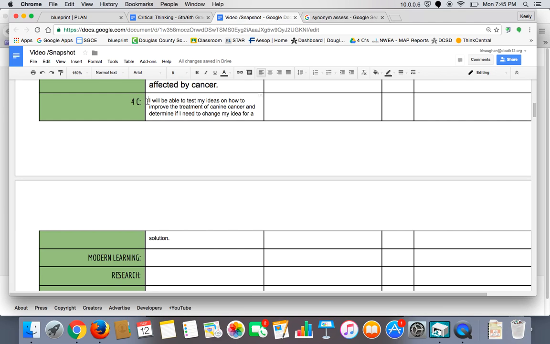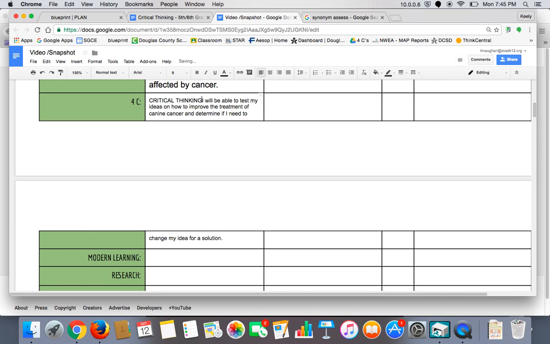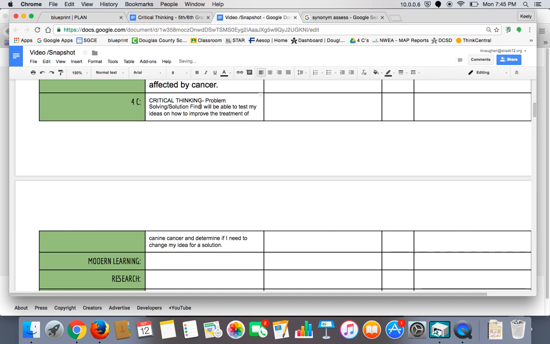So right here in front of my goal, I want to make sure that I have remembered and told myself what it is that I'm doing. So I'm doing critical thinking, and I'm doing problem solving and solution finding. So I've got all that big picture stuff, and I'm going to reread this and make sure I understand what I'm going to do. I will be able to test my ideas on how to improve the treatment of canine cancer and determine if I need to change my idea for a solution.